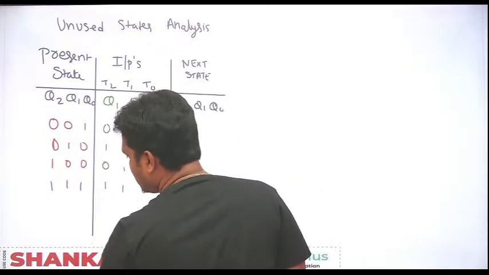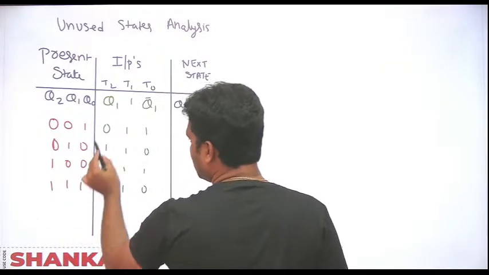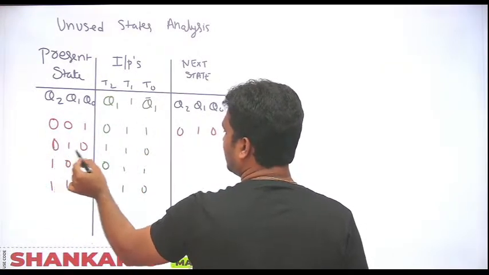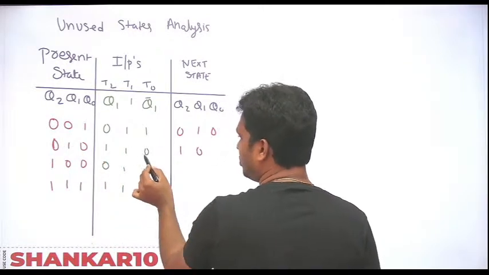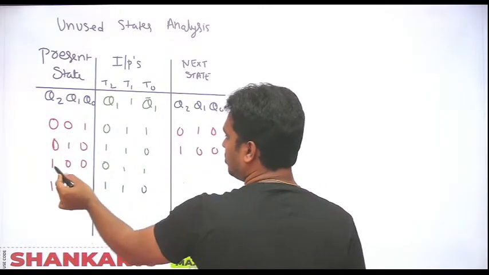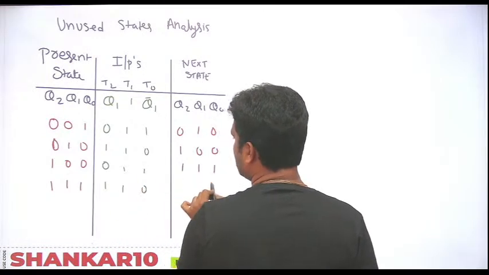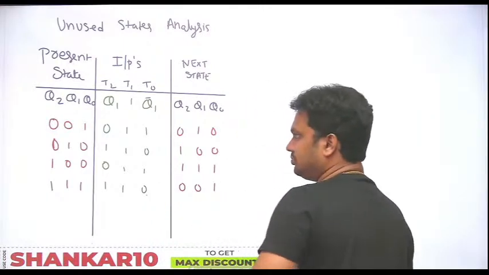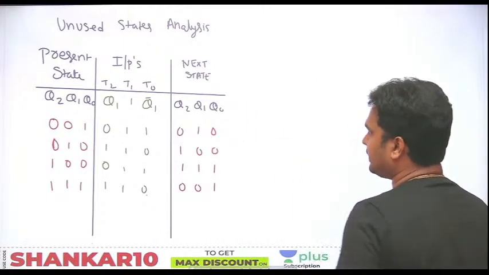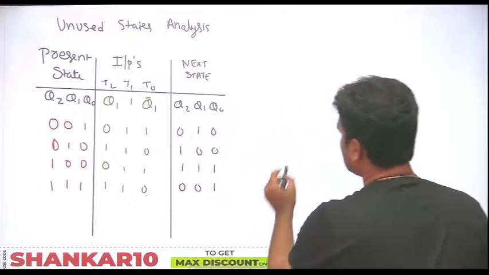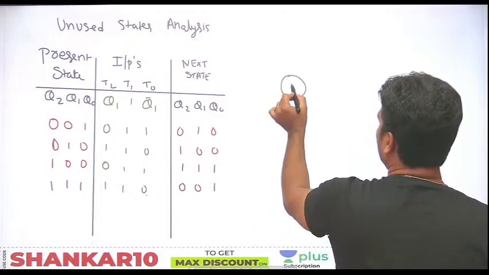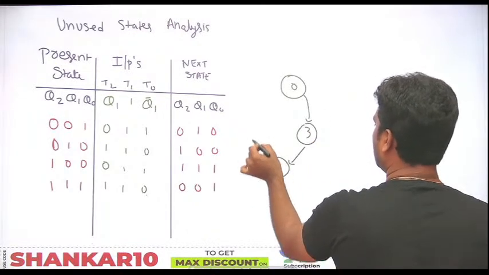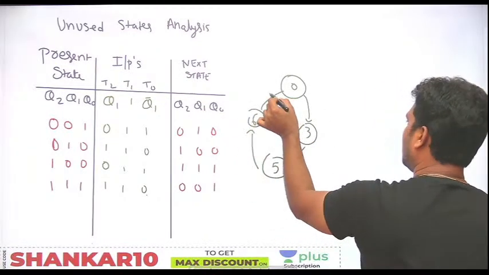If you give here 0, 0 means previous value. 1 means toggle. Here 1 means toggle. 0 means previous value. Here 0 means previous value. 1 means toggle. Okay. So you can see here, originally your design is like this: 0, 3, 5, 6.